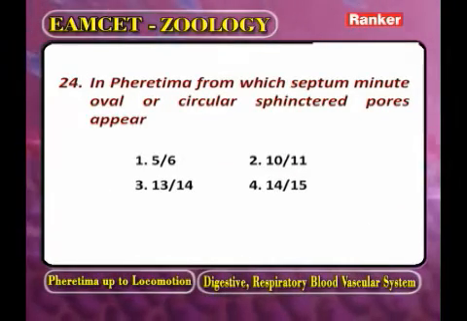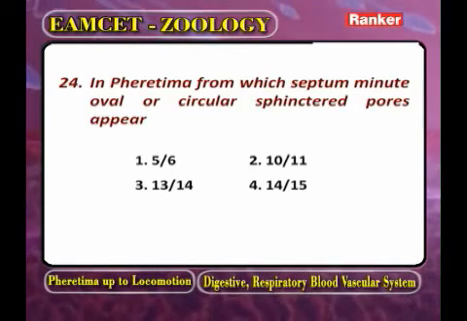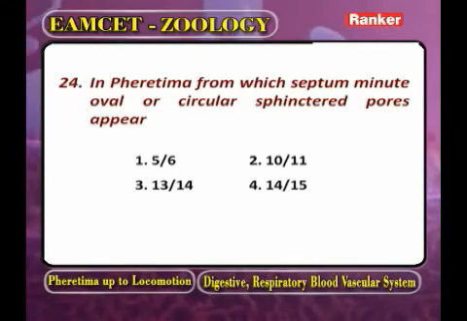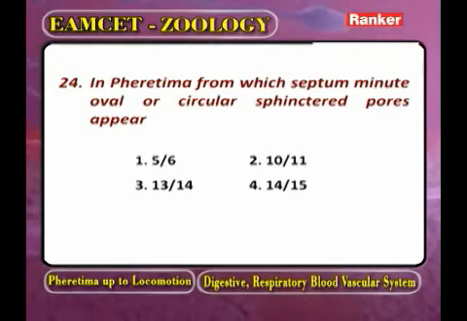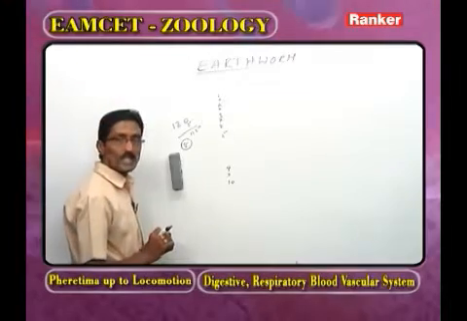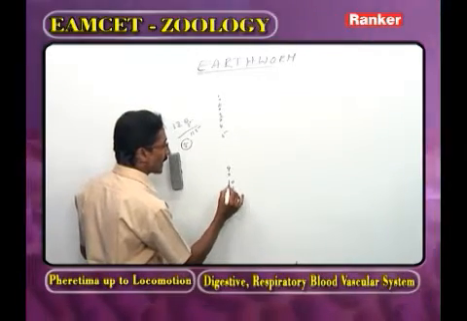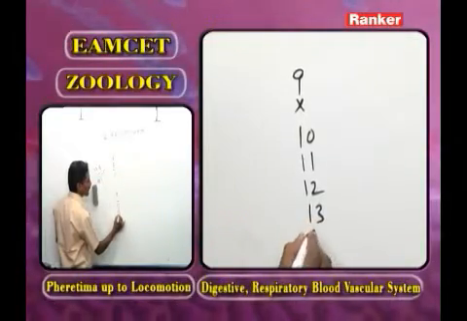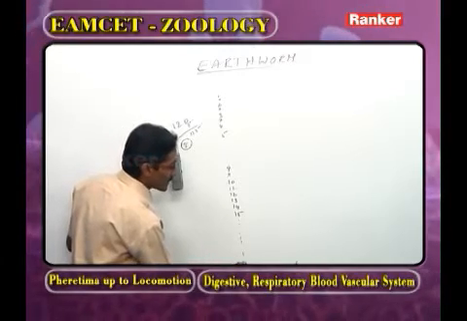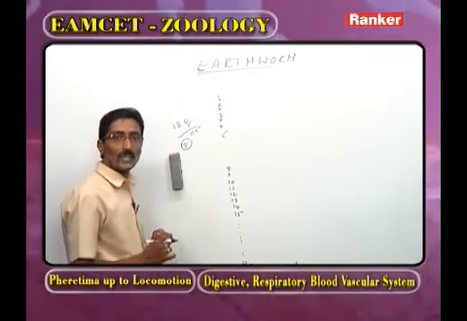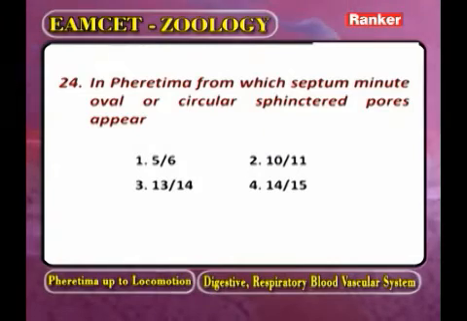In Pheretima, from which septum onwards are minute, oval or circular, sphincter pores going to appear? Again we are going to observe. As we observe the body of Pheretima, this is the 11th segment, 12th segment, 13th segment, 14th segment, 15th segment, and so on. What is the last segment? The 120th segment. Now the question is, from which septum onwards do we observe minute, oval or circular sphincter pores?